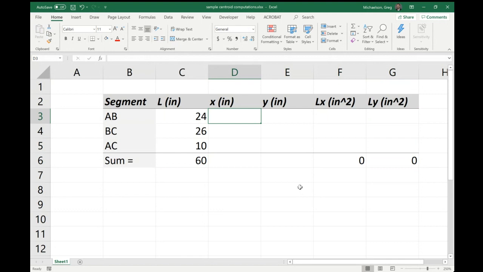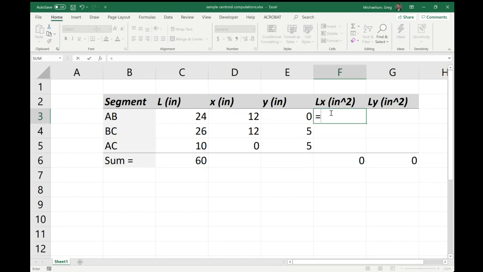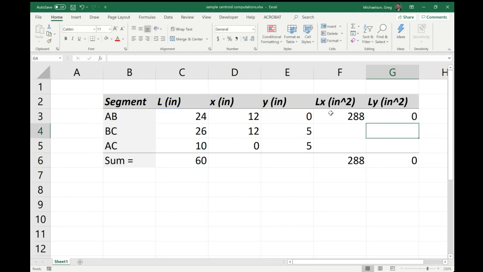As for the locations of the centroid of each segment, we had 12, 12, 0, and 0, 5, 5. So I can say equals that times that, equals that times that. I do that one formula, then I just copy and paste it down, and Excel takes care of everything else for me.